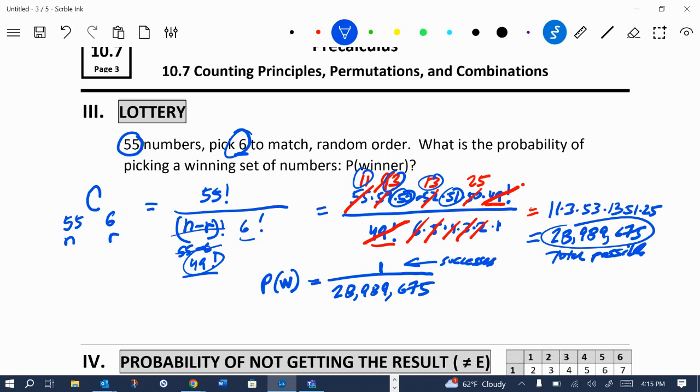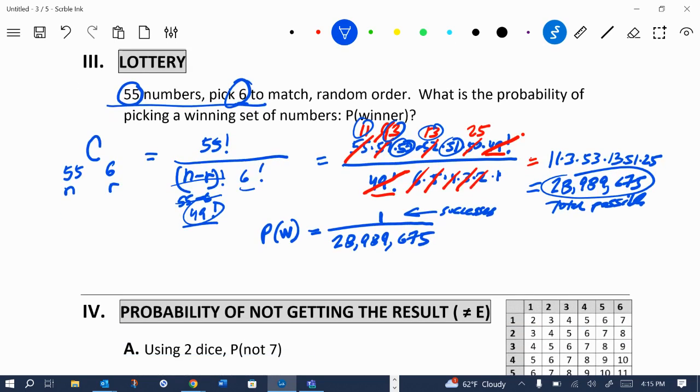So the chance of getting a winning lottery ticket when it's in this order, 55 numbers and pick any 6, and those 6 have to be the 6 winning numbers, is 1 out of 28.9 million, almost 1 out of 29 million. Wow. Okay, that's, for some people, that's a reason to avoid it.